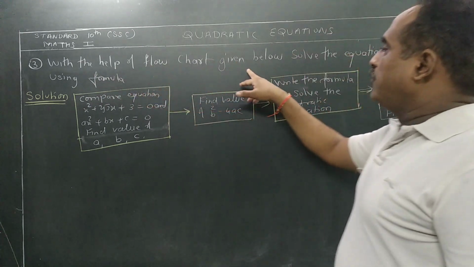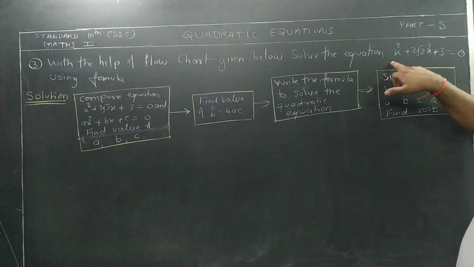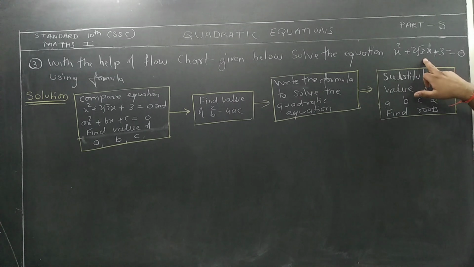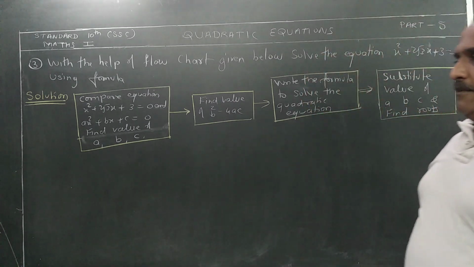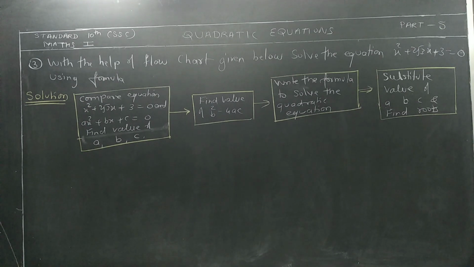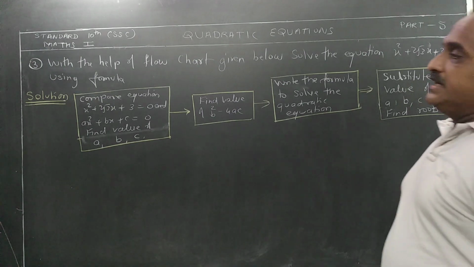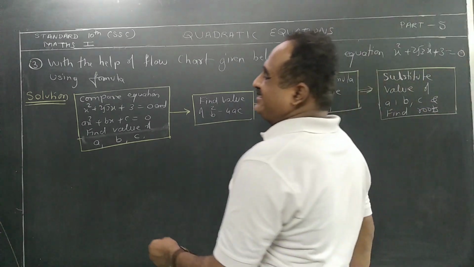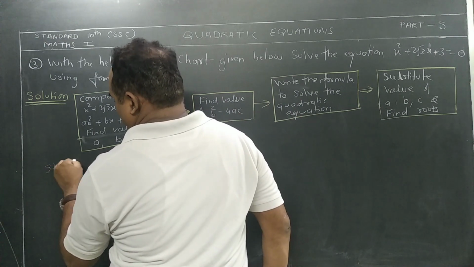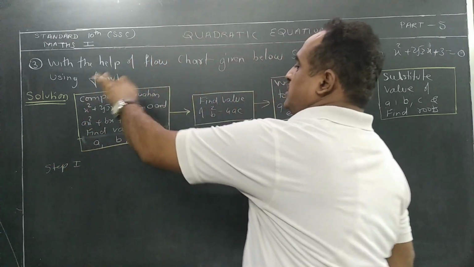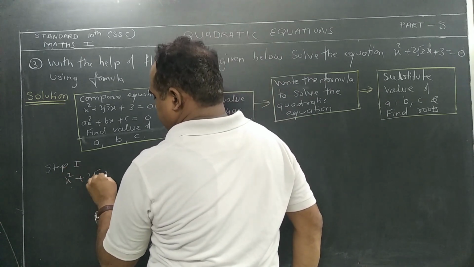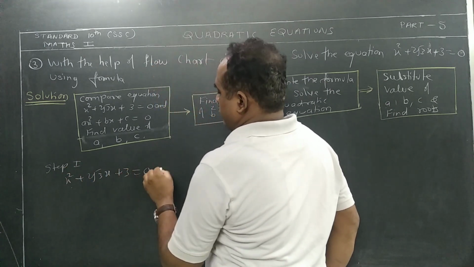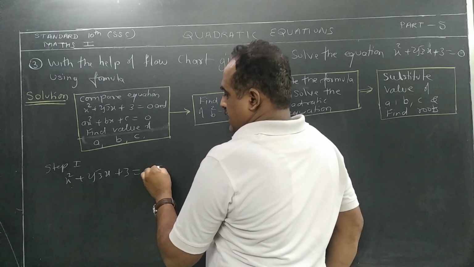With the help of the flow chart given below, solve the equation x square plus 2 root 3x plus 3 is equal to 0 by using the formula. Right? Okay. Now, these are the steps they have given. We can write in this way. Step 1. What is step 1? We have to solve this. Okay. So x square plus 2 root 3x plus 3 is equal to 0 is given, right?